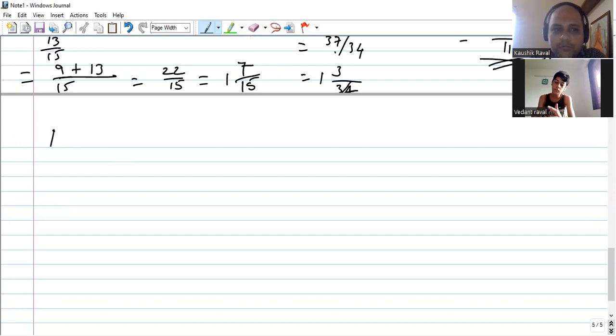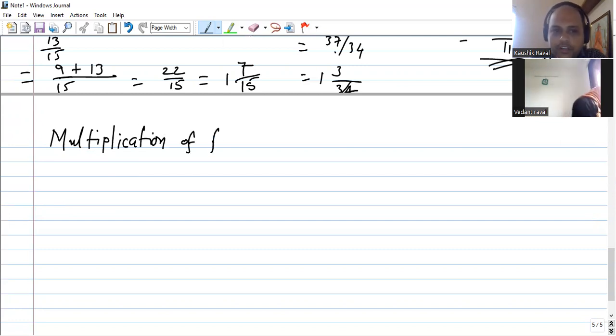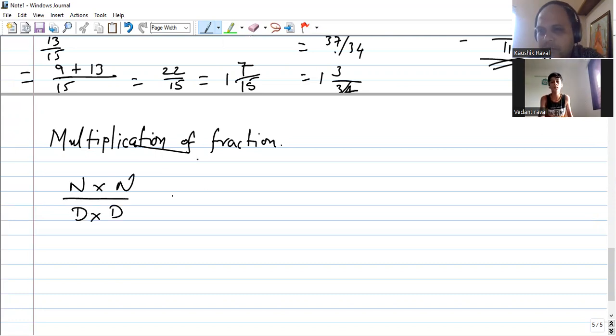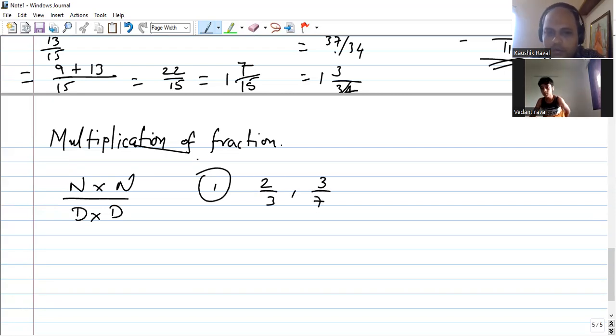Okay. When it comes to multiplication of fractions, please pay attention here. Multiplication of fraction. What you have to do is you have to multiply numerator with numerator and denominator with denominator. Simple. Okay, so let's see one example. 2 by 3 and let's say 3 by 7. So how do you multiply them? 2 by 3 into 3 by 7 is 2 into 3 divided by 3 into 7.